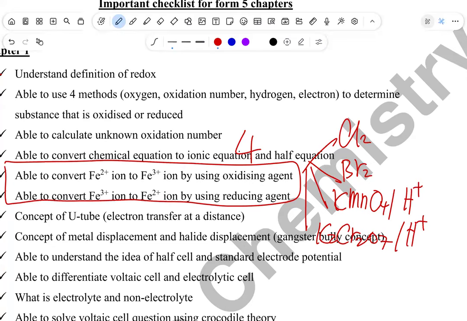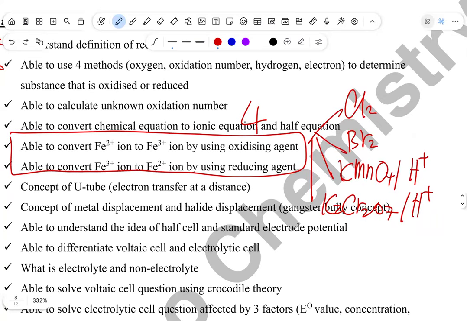This is what I call active recall. When I see this, I can directly explain what it is. This is called active recall. If you just read, it doesn't work. So these are the oxidizing agents that can help us convert Fe2+ to Fe3+. If I want to convert Fe3+ to Fe2+, I use a reducing agent.